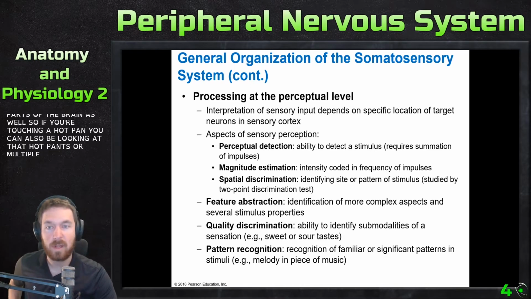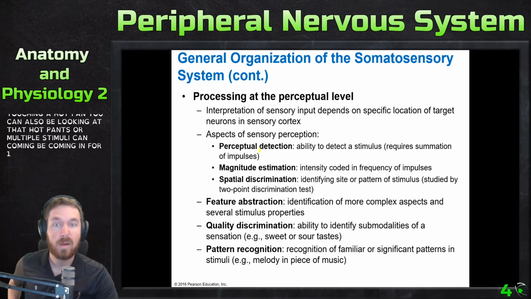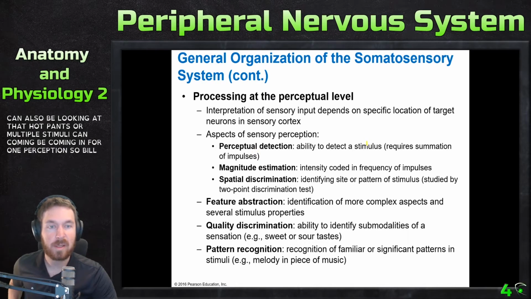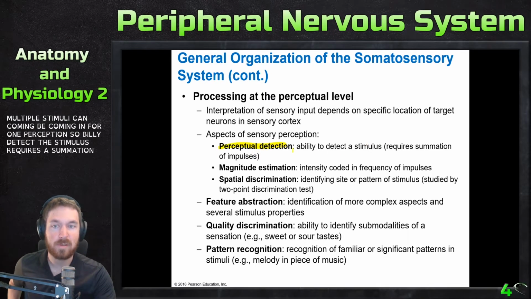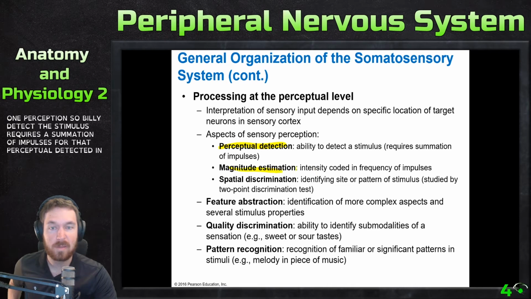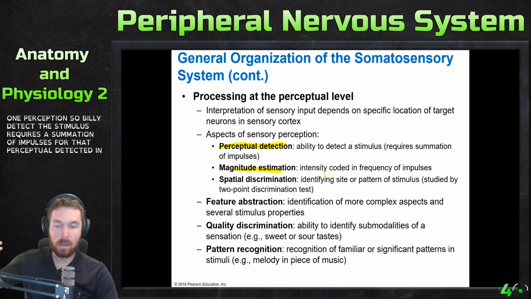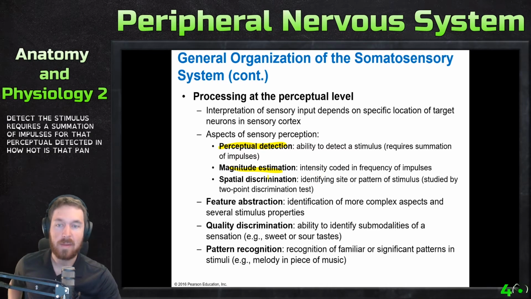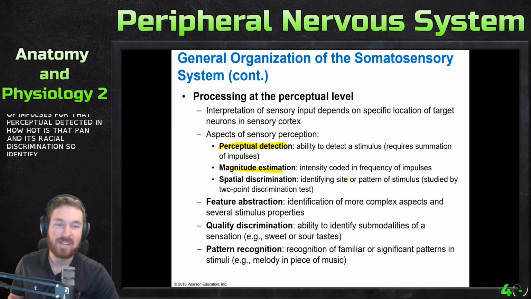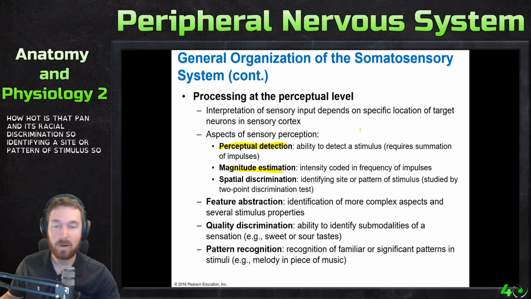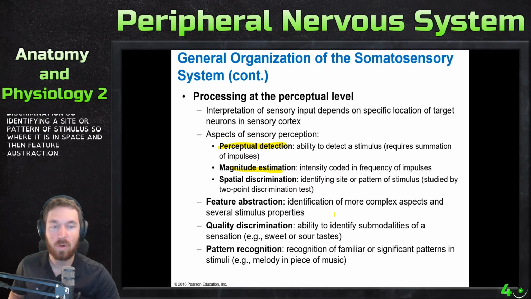So multiple stimuli can be coming in for one perception. The ability to detect the stimulus requires a summation of impulses for that perceptual detection and the magnitude estimation. So how hot is that pan? And then spatial discrimination. So this is identifying a site or pattern of stimulus, so where it is in space, and then feature abstraction, more complex abstract.